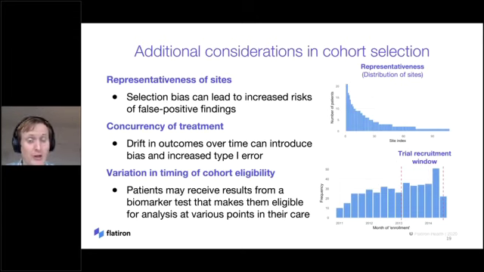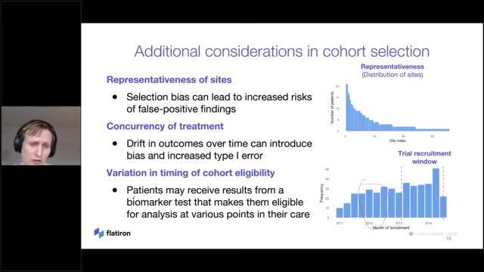Concurrency of treatment. So we know that standards of care change over time. So we know if we choose patients who might be in this bucket, they're going to have different standard of care than patients that might be in the concurrent window for the trial recruitment arm. So we know that comparing patients within a similar time frame of the standard of care treatment will potentially yield a less biased comparison.